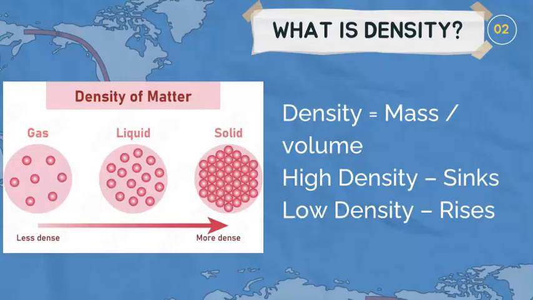Density is basically how tightly packed the particles in a material are. When something is dense, its particles are close together. When it's less dense, the particles are more spread out. Now on here I have density equals mass over volume. High density sinks, low density rises.